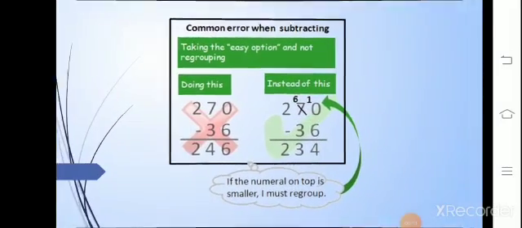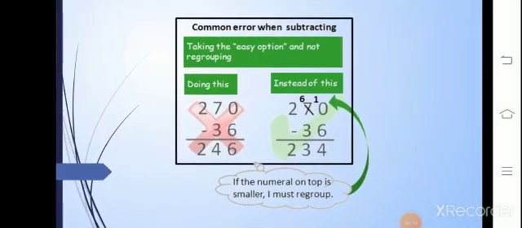Now see the next example. There are 2 numbers again. We have to subtract 36 from 270. So what to do? When we write it like this, most of the students make a mistake. We can't subtract 6 from 0, so they write 6 as it is.